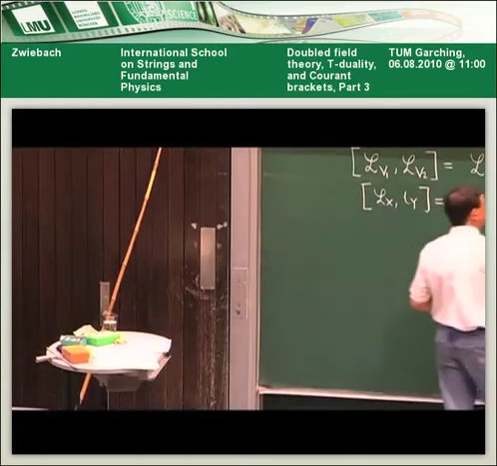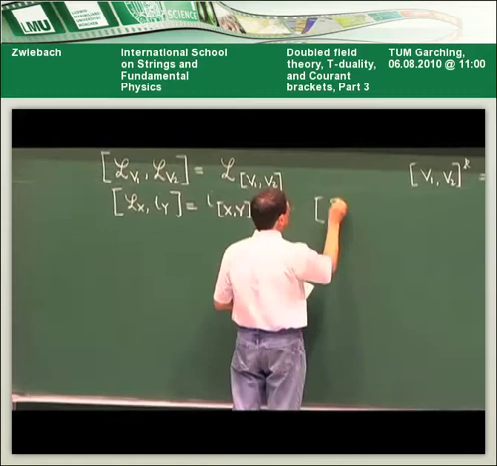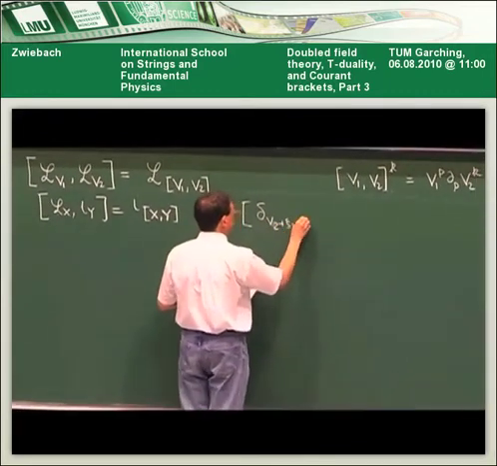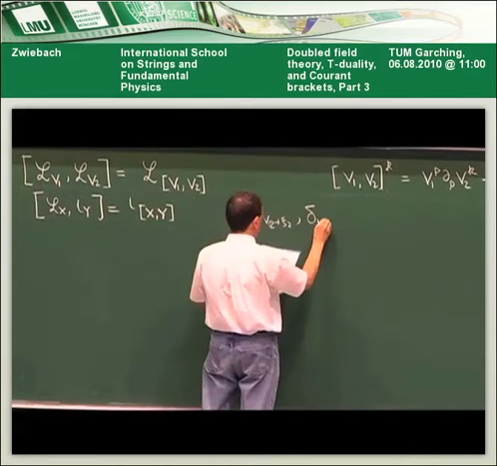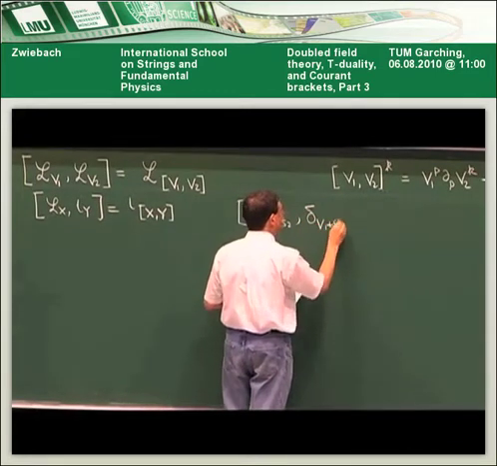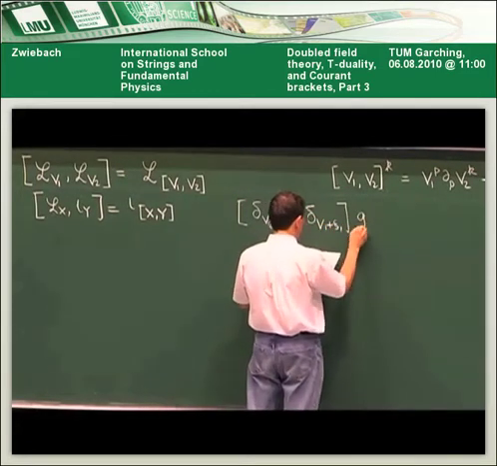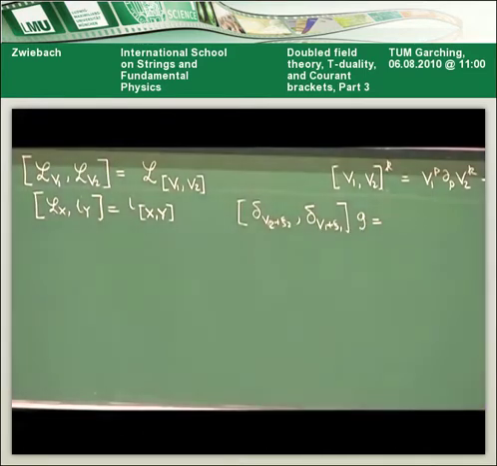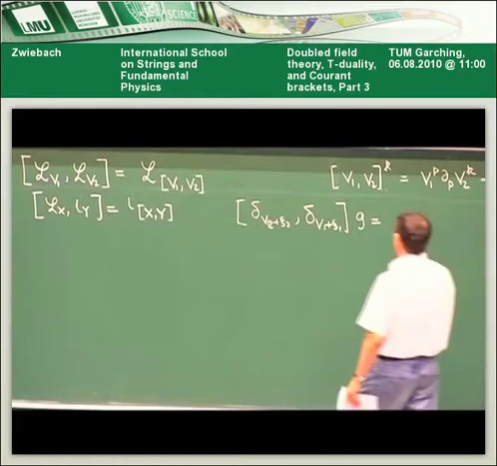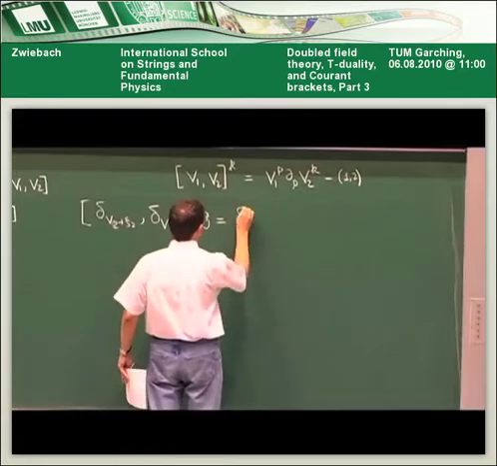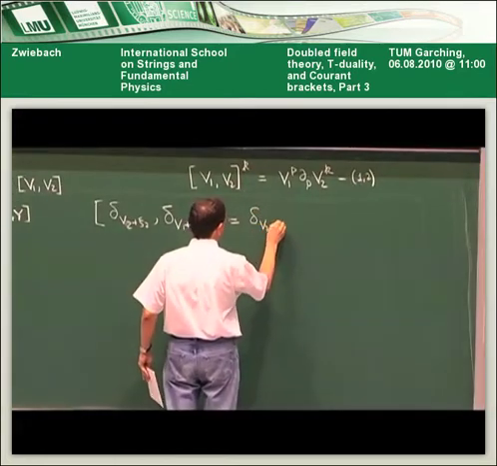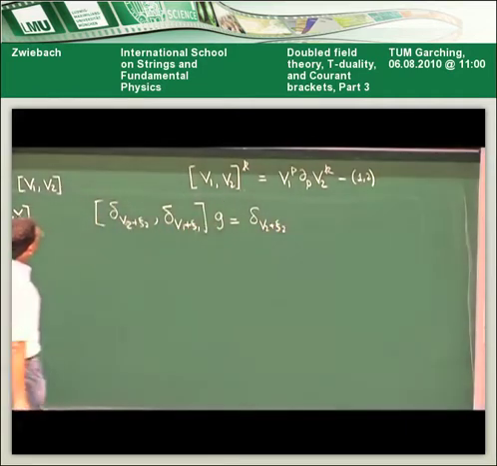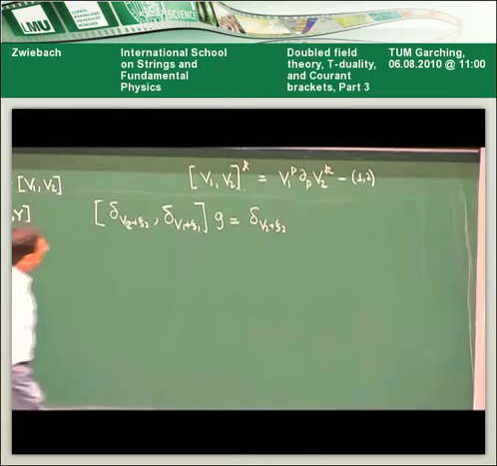So for example, we can do the commutator of delta V2 plus psi 2 and delta V1 plus psi 1 on the metric and see what we get. This is not hard. We have delta V2 plus psi 2 of delta V1 plus psi 1 on g, but that's L_V1 on g.